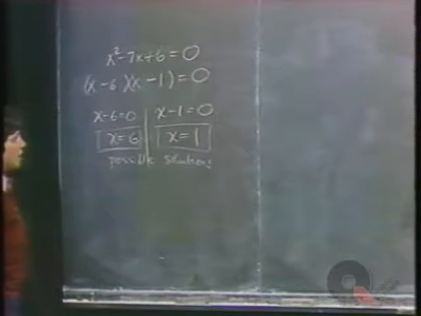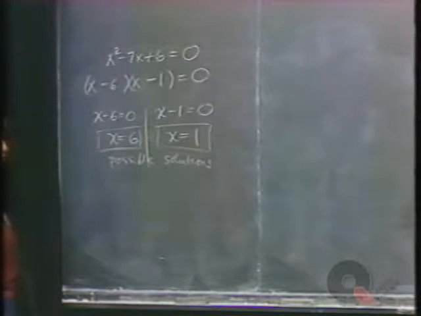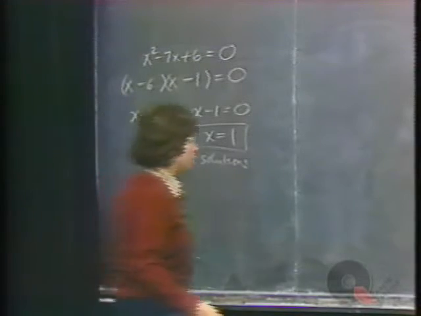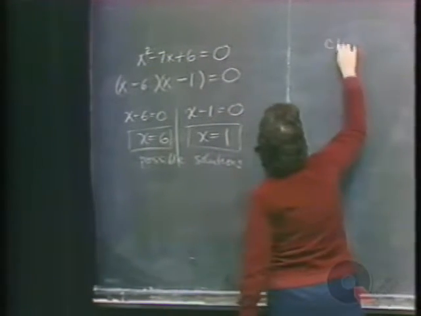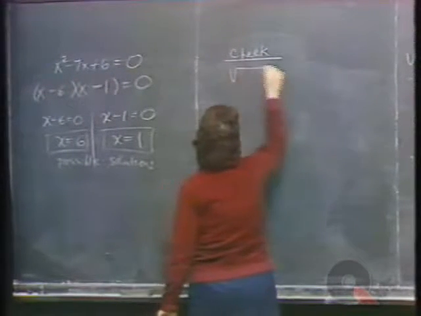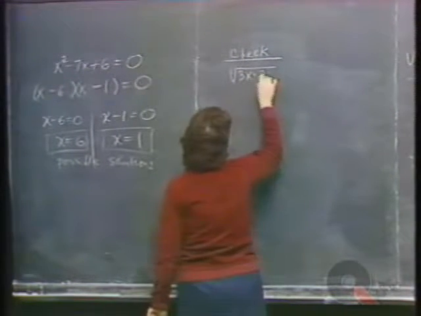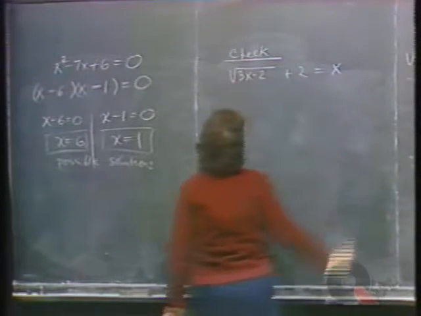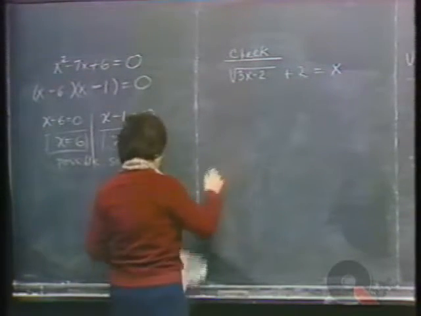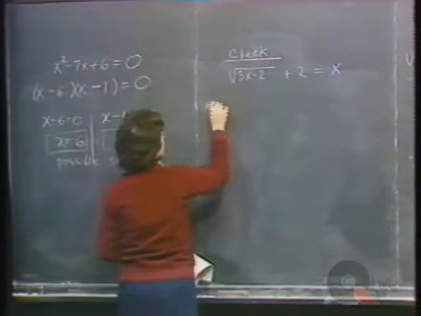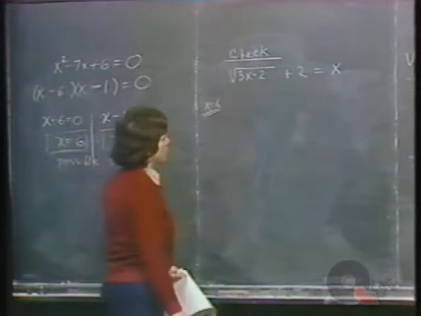We must now go back to the original equation and check these solutions. Okay, let's do our check here in the middle. I want to remind you the original equation was the square root of 3x minus 2 plus 2 equals x. We're going to check x equals 6 and x equals 1. Let's first work on x equals 6.